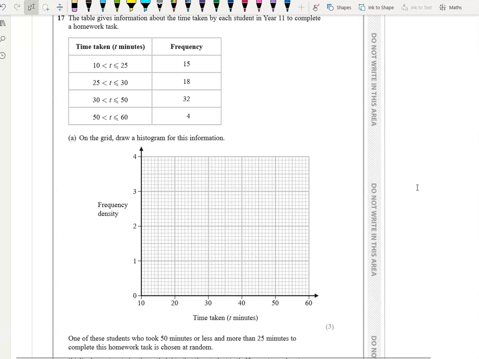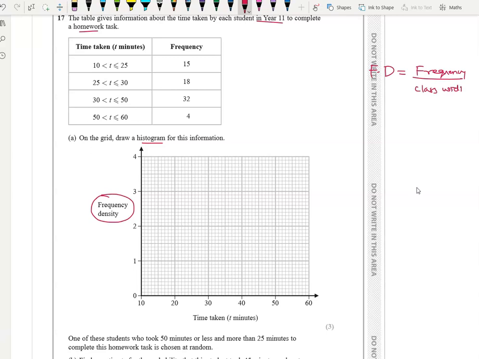The table gives you information about the time taken by each student in year 11 to complete a homework task. Okay. So the time taken is given to you, frequency is given, and the question is to draw a histogram for the given information. To draw the histogram, we need to work out the frequency density. The formula for frequency density is divide the frequency by the class width.